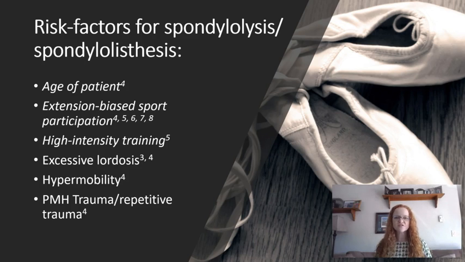Other risk factors: excessive lordosis or anterior pelvic tilt, especially with abdominal and glute weakness, and hypermobility, especially of the lumbar spine. I want to talk a second about how hypermobility can self-select people for extension-biased sports. If you're really limber in your low back and you go try ballet, you might be really good at it to start with. And so that's going to encourage you to go to higher levels, which increases your risk of injury, et cetera. So the hypermobility is kind of a feed-forward mechanism, I guess.